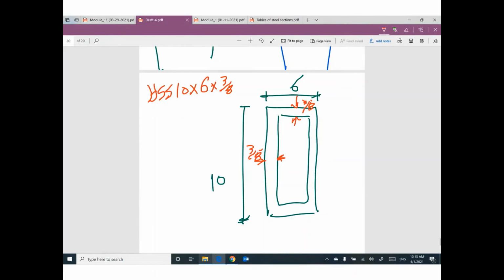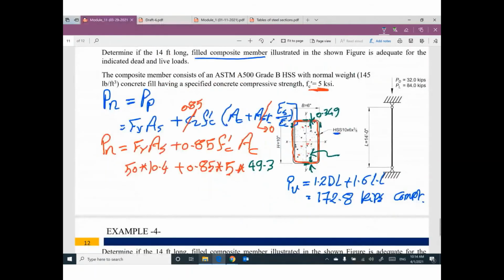If you would like to get the area of concrete inside, this length is 6, so I will subtract 2 thicknesses, from this side and this side. This length 10, I will subtract 2 thicknesses, this side and this side. Then I will multiply the 2 dimensions to find the area of concrete. It will be 49.3.